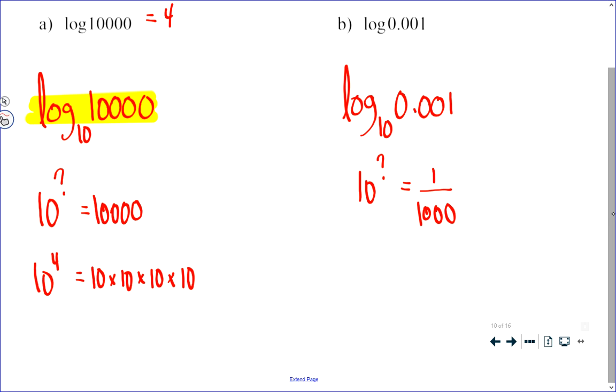1 over 1,000, which is 0.001, is the same as 10 to the negative 3. 10 to the 3 is 1,000. 10 to the negative 3 is 1 over 1,000. That means the exponent to which you raise 10 to get 0.001 is negative 3.